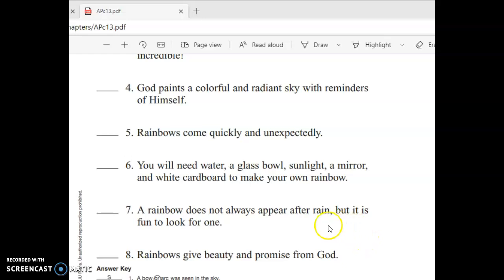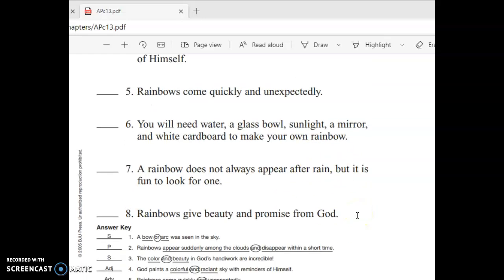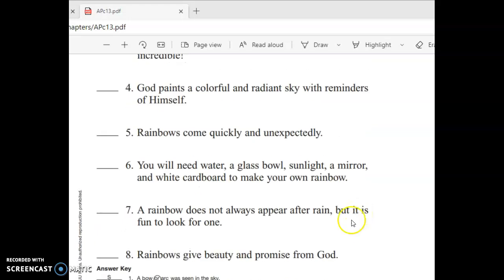If you told Miss Leahy that the conjunction is but, that should be a clue. But is used here because it joins two sentences. And but is the conjunction that will always be used only for joining sentences, whereas and or can be used for joining everything else plus sentences. So you have a rainbow does not always appear after rain. That's your first sentence. It is fun to look for one is your second sentence.